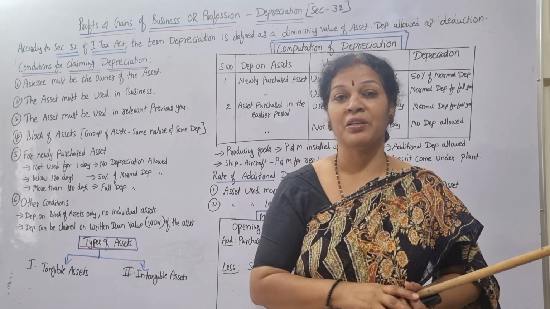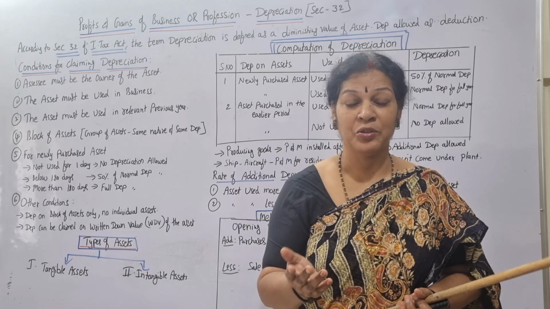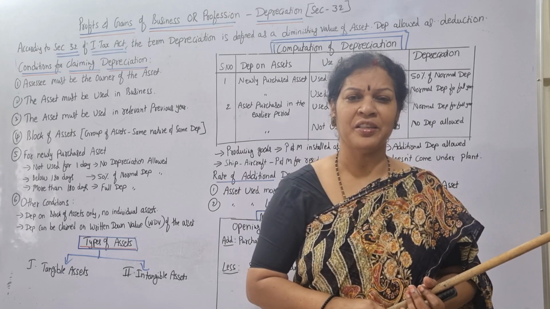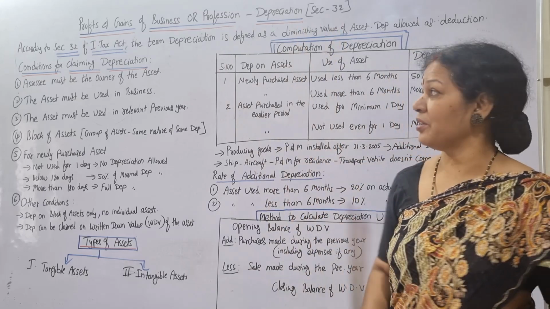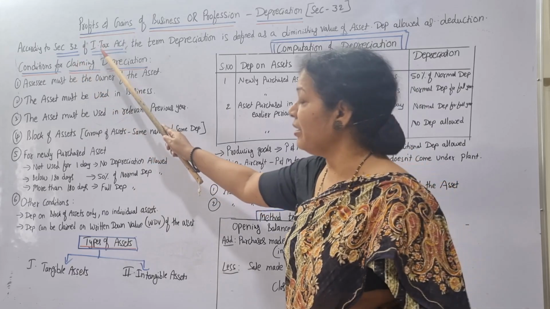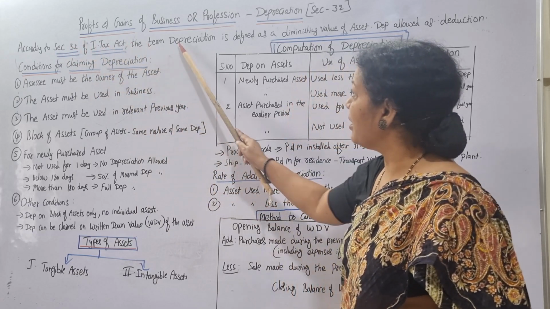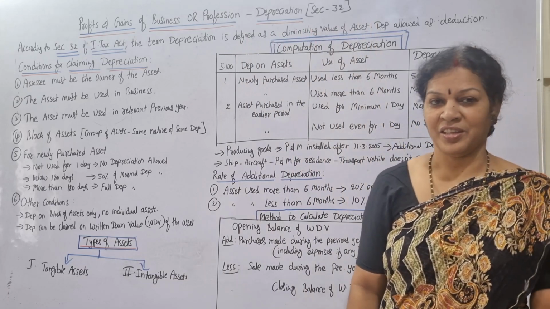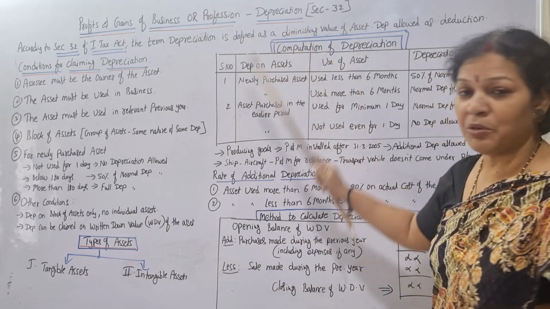So we must know the rules and regulations of depreciation: how much we are eligible for, how much we can claim. All these things are mandatory. As per the Income Tax Act 1961, Section 32 clearly mentions depreciation. According to Section 32 of the Income Tax Act, the term depreciation is defined as the diminishing value of assets. What does depreciation mean? It is nothing but the diminishing value of assets.